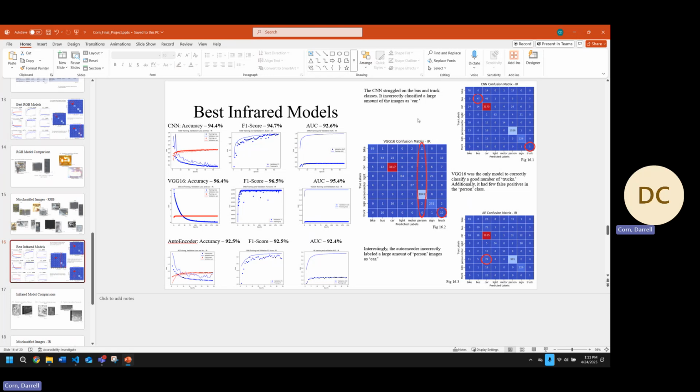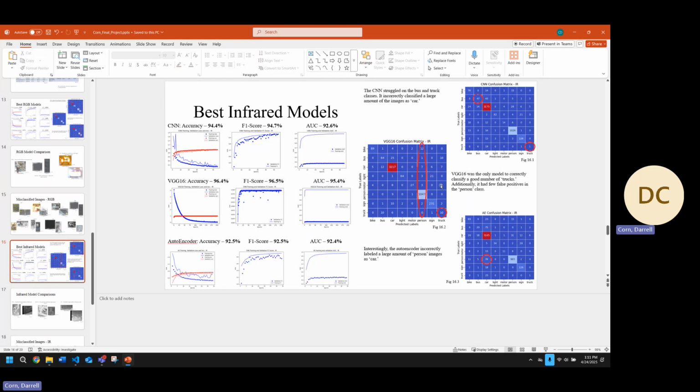Some things that I noticed, we're comparing my thermal models now between each other. So for the CNN thermal models, I noticed that it really struggled between the bus and truck classes. Like it only got one correct for the truck and only got a handful correct for the bus. For the VGG, it was the only one to classify a good number of trucks. It got 10, whereas the autoencoder and the CNN both only guessed one.